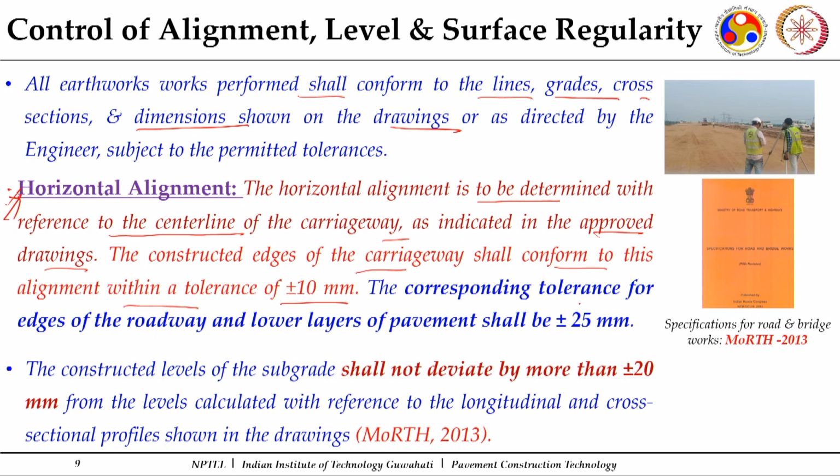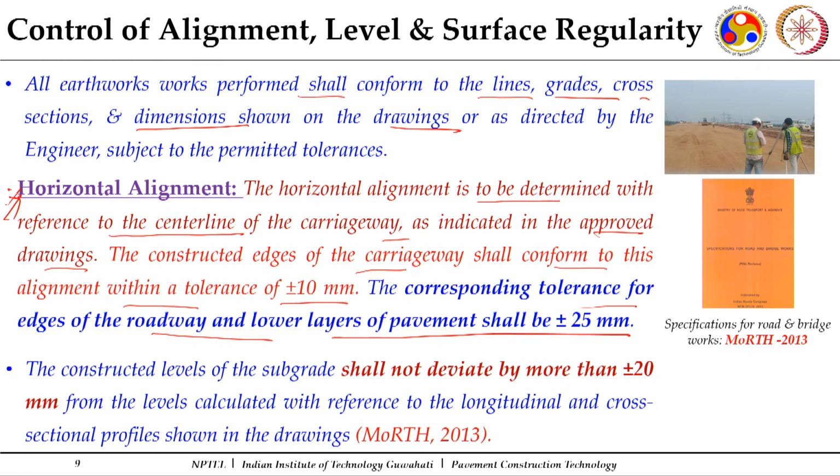So, this tolerance of the edges is in the range of plus minus 10 mm, specifically the carriageway part we are mentioning. The corresponding tolerance for the edges of the roadway and lower layers of the pavement shall be plus minus 25. So, if you can see, when you go up on the top, the tolerances will be very small compared to what tolerance you allow at the bottom layer. So, when you are doing the construction especially for the lower layers, you give a tolerance of around plus minus 25 mm. So, 2.5 centimeter can be there. The constructed levels of the subgrade shall not deviate by more than plus minus 20 mm.